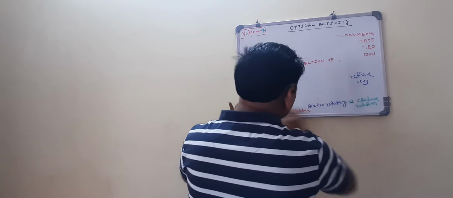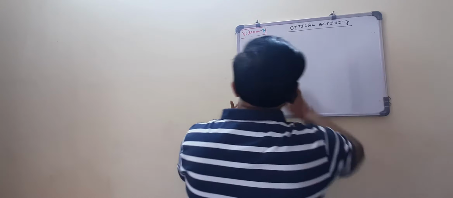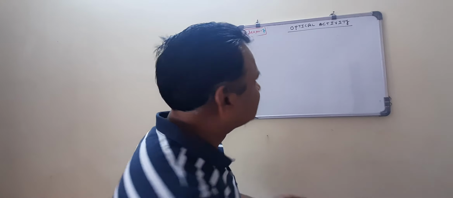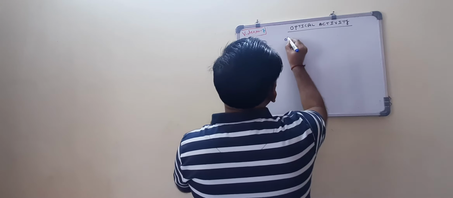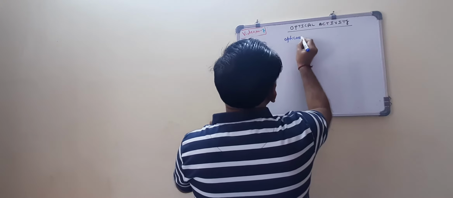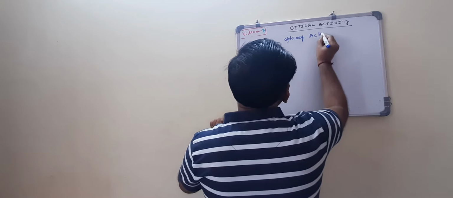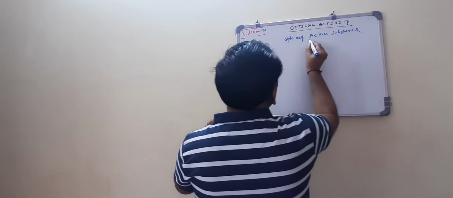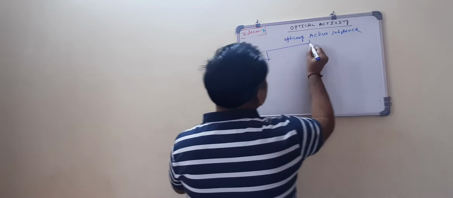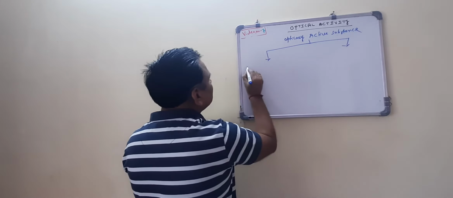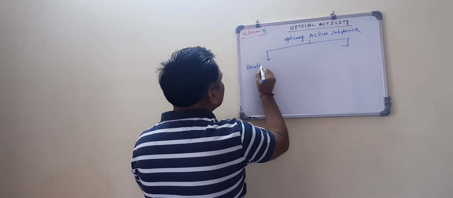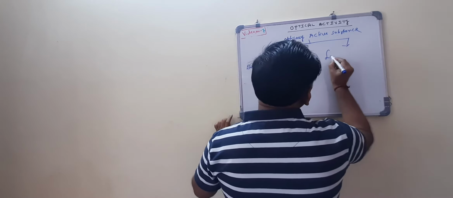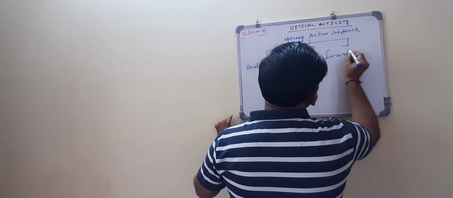Once again I will write. Optically active substances are classified into two types. One is dextrorotatory and another one is levorotatory.